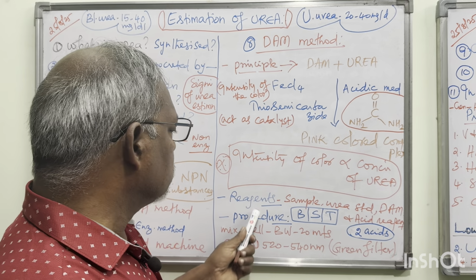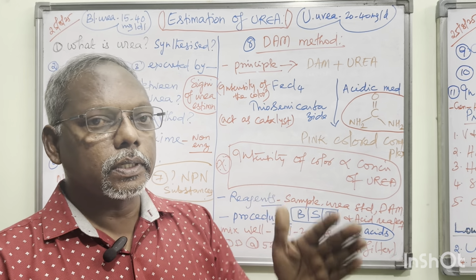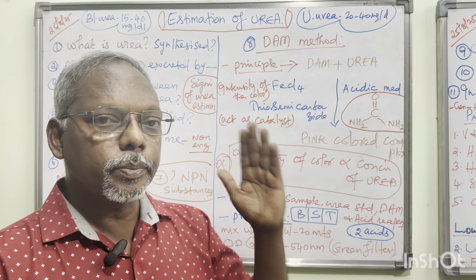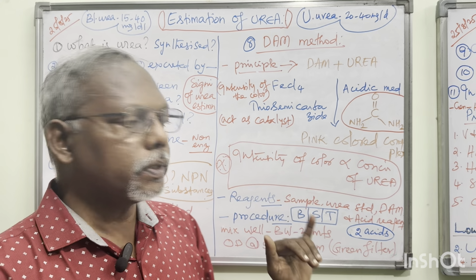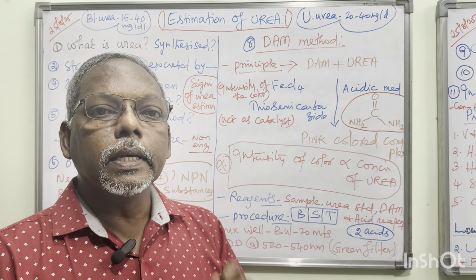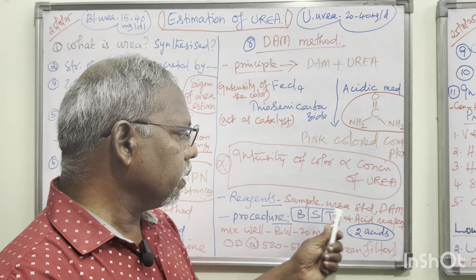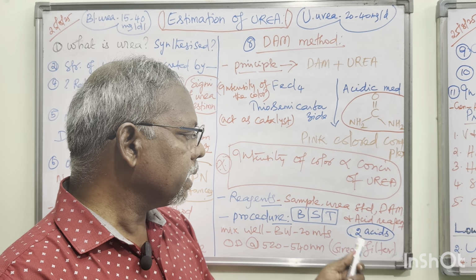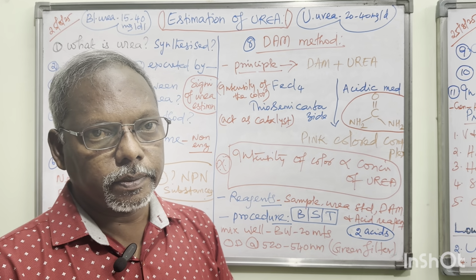Okay. So what are the reagents? For everything, whether glucose, albumin, cholesterol, bilirubin, urea or creatinine, you have to mention the names of the reagents. That is: blood sample, urea standard, DAM reagent and acid reagent.